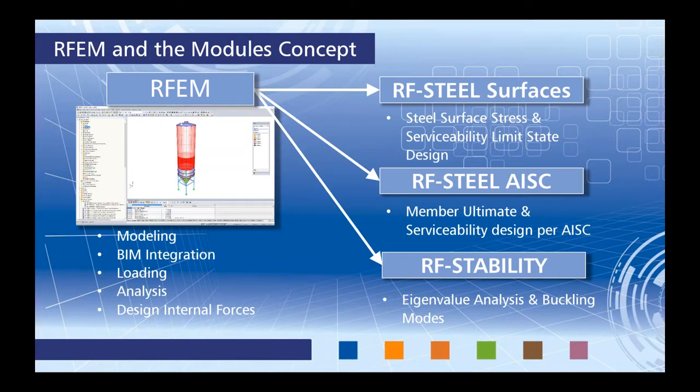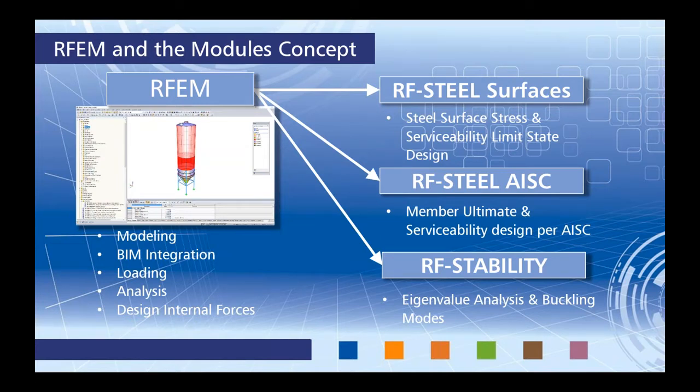We'll fully load the structure and we will run an analysis. Now with this analysis, you can get things like the design internal forces, stresses, support reactions, and you can take this analysis information into your own external tools such as Microsoft Excel, or maybe you have some in-house software to do the actual design. In turn, you can also utilize our add-on modules within RFEM to do the design as well. So for example, today we'll be working in RF-STEEL Surfaces. This will provide us with a steel surface stress and serviceability limit state design. Now this is for our 2D surface shell elements that comprise our silo structure.